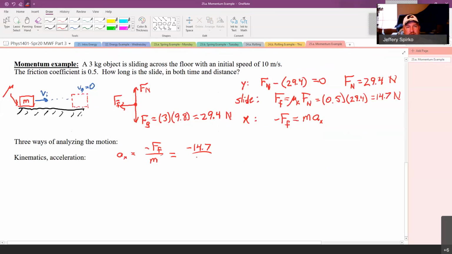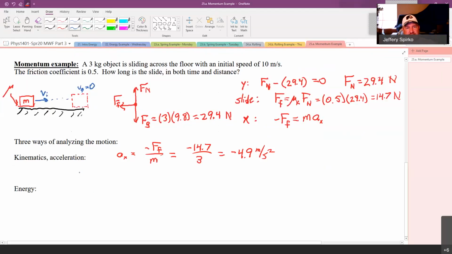over 3, which is minus 4.9 meters per second squared. And yes, we could use that to answer the question. But let's use energy.